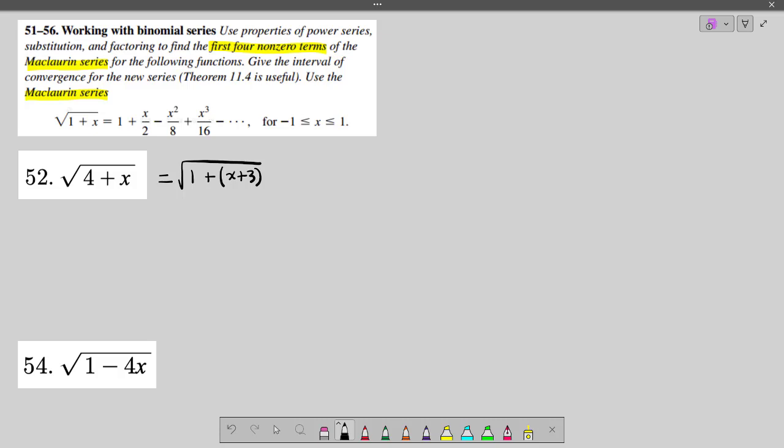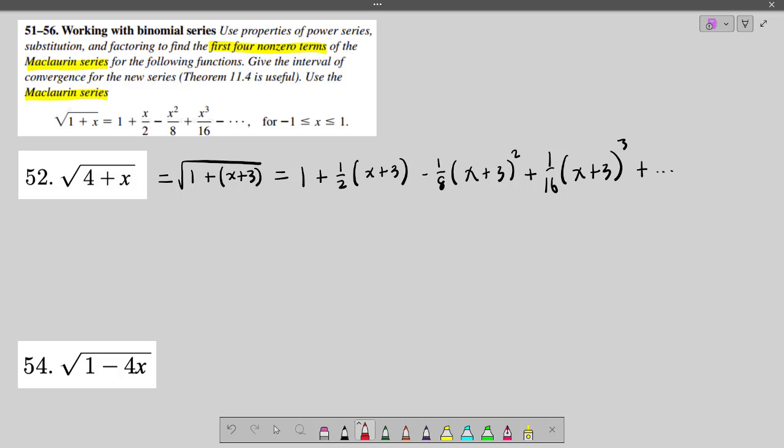No, because the center would be -3. So this is legitimate, this is true, and you can certainly do this. This is a fine way to go. So there is a series, but that is not a Maclaurin series. This series has an a value of -3. So that's not what they're asking for.